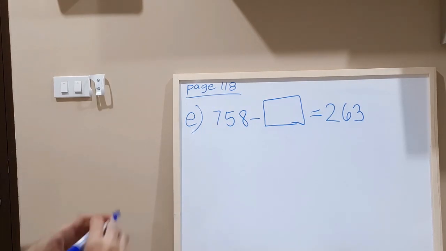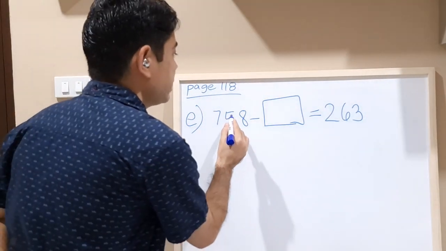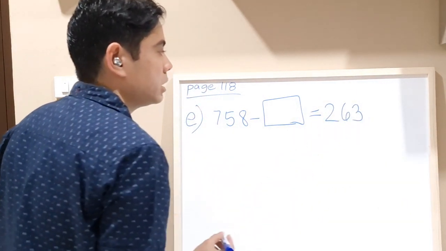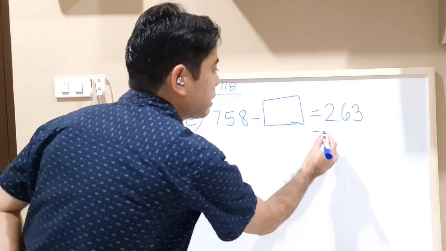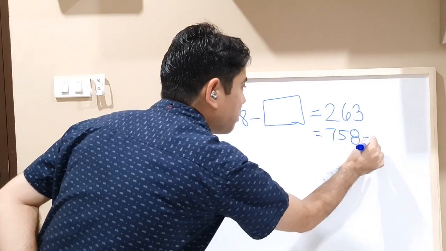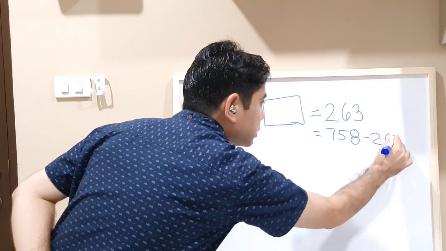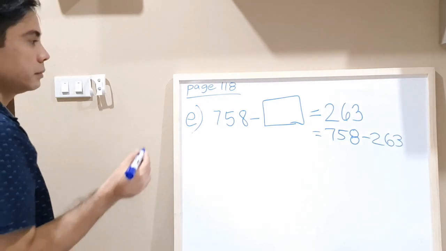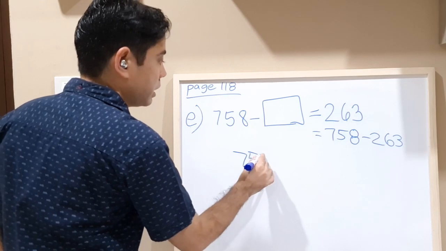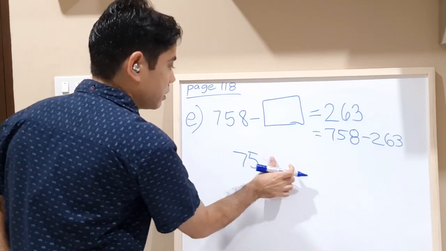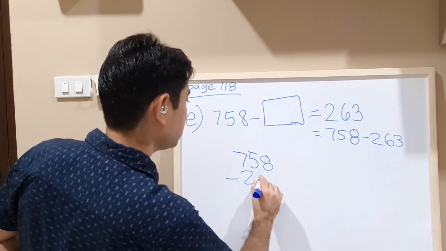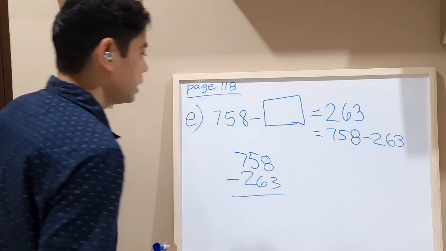Okay. Now, for letter E, 758 take away blank, it will give you 263. So let's find the missing number. 758 minus 263. Okay, I will write it here. 758 minus 263.